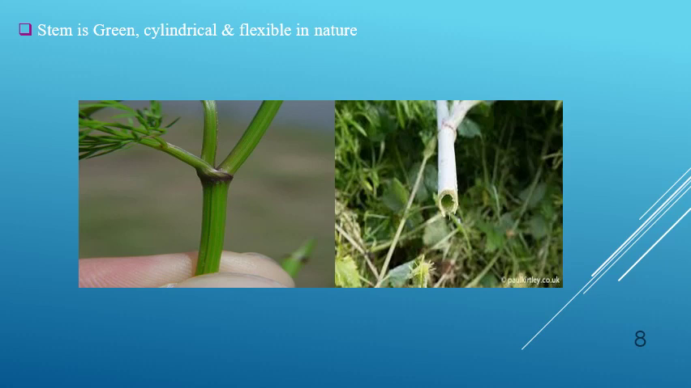It may be prostrate or erect and green in color, and very flexible in nature. Sometimes stems penetrate underground and store food material. The nodes of the stem are swollen.